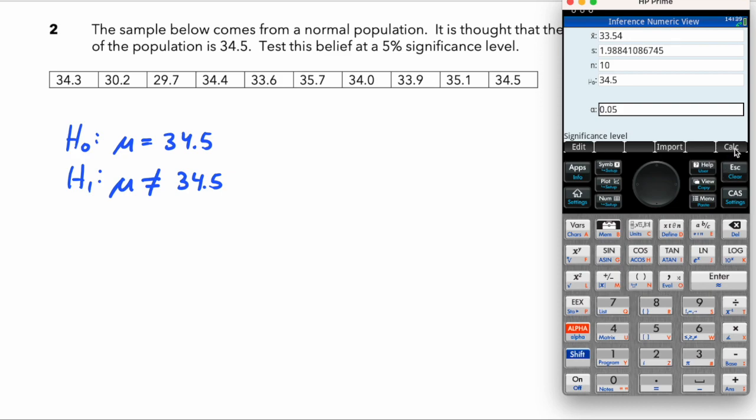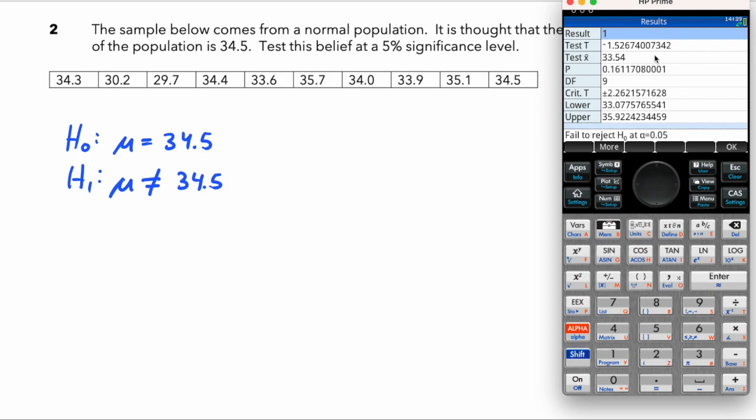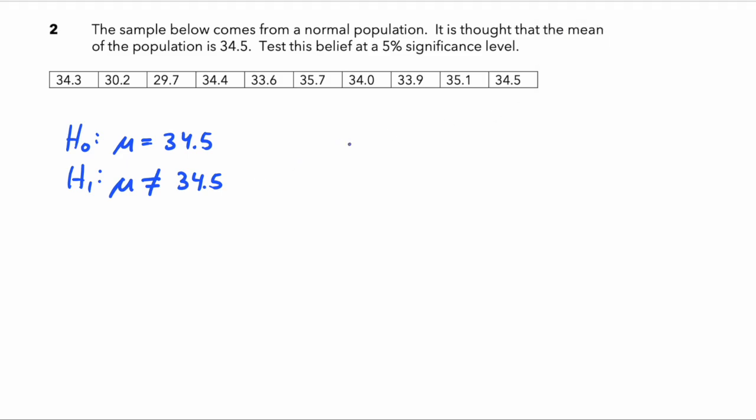Okay. So let's calculate that. And we get a p-value of 0.161. Okay, which is greater than the significance level.